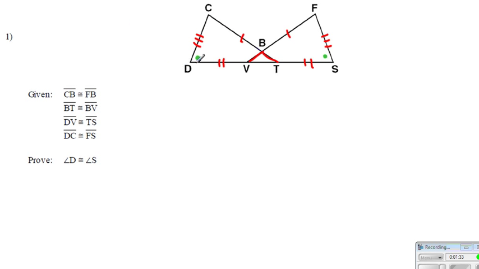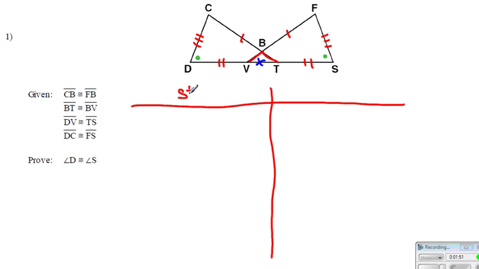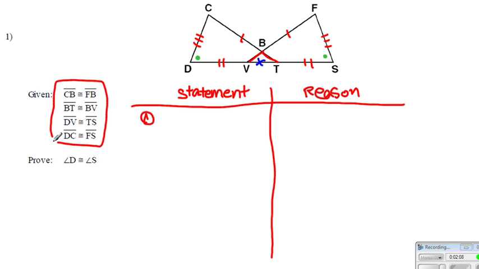So as for DV and then VT here, you can see that that's reflexive. Now, let us try to write this one up together. So first, statement right here, and then here, reasons. Now, first will be the given statement. So, given that, you can write all these things right over here. And the reasoning will be given.